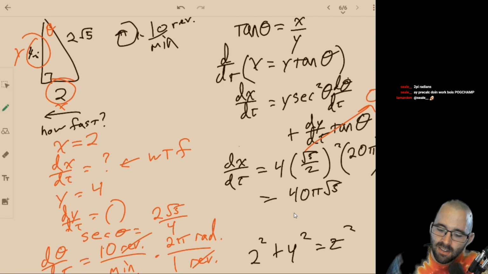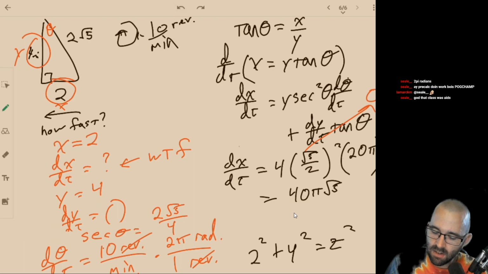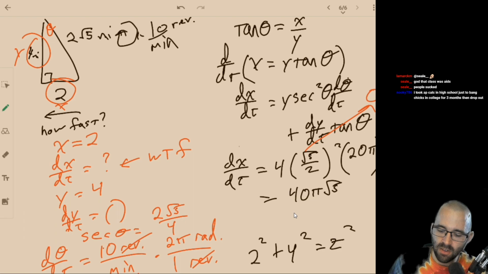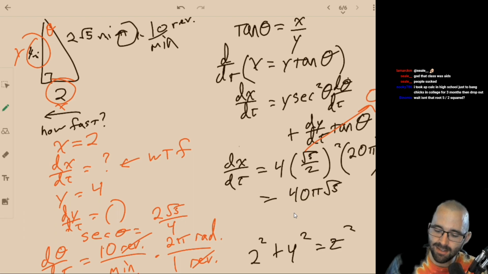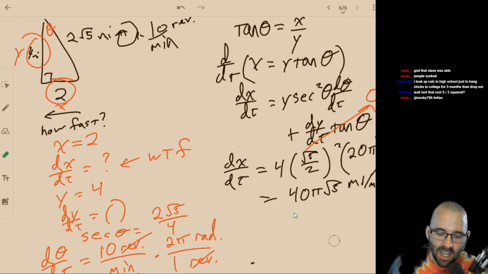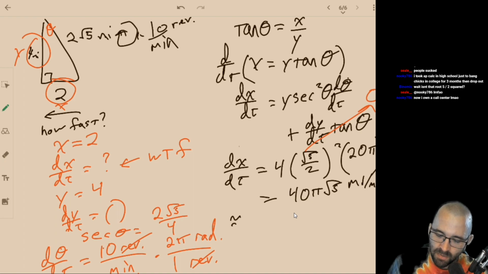And what are our units in? This was radians per minute right here. What's the length of a radius in a radian? Well, everything in here is in miles. Okay, this is going to be miles per minute. Miles per minute is not a very useful metric. I will accept it on an exam, but really we should probably change this to miles per hour and get an approximation. That's going to be equal to, well, let's not use approximately yet, right? That's going to be equal to 40 pi times the square root of 5 miles per minute.